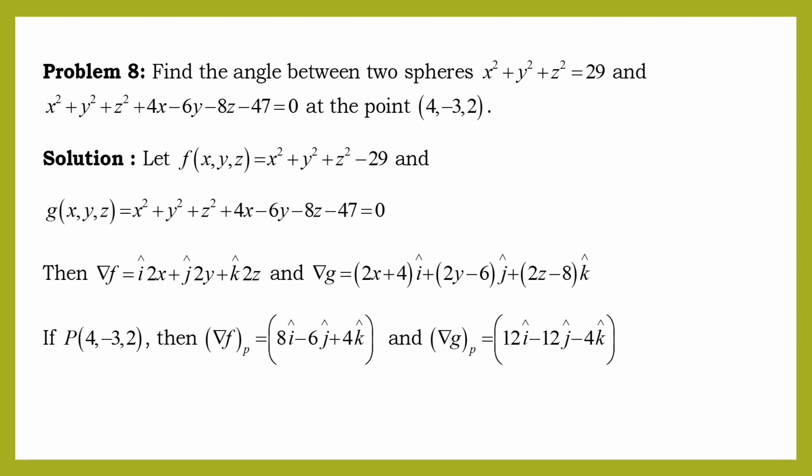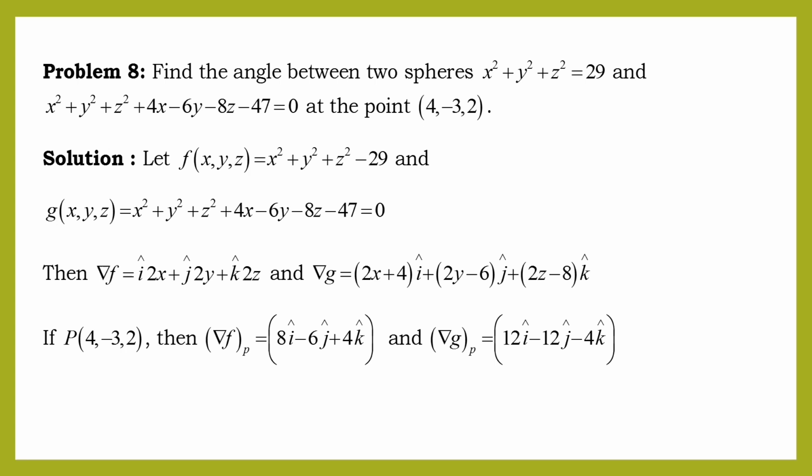Now we have to find out del f at the given point p equals 4 comma minus 3 comma 2, because we want a normal to the first surface f at the given point p. So we have to find out del f at p. Del f at p equals 8 i cap minus 6 j cap plus 4 k cap, because in del f we have to substitute x equals 4, y equals minus 3 and z equals 2.